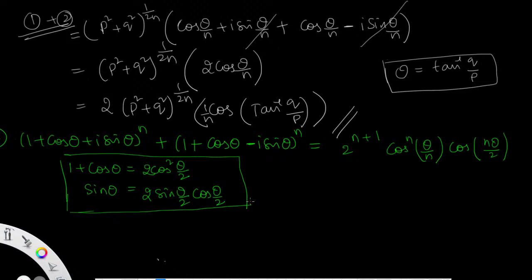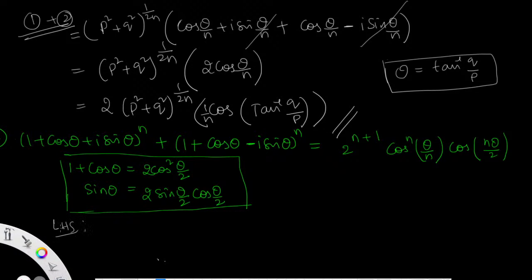Whereas 1 plus cos 2 theta is 2 cos square theta. Next, 1 plus cos theta, with half angle, means 2 cos square theta by 2. The sin 2 theta formula is 2 sin theta cos theta, but I am writing here sin theta only, that's why we are writing half angles, 2 sin theta by 2 cos theta by 2. So that is what we are doing with the first year formula. That's why we take the first LHS part.